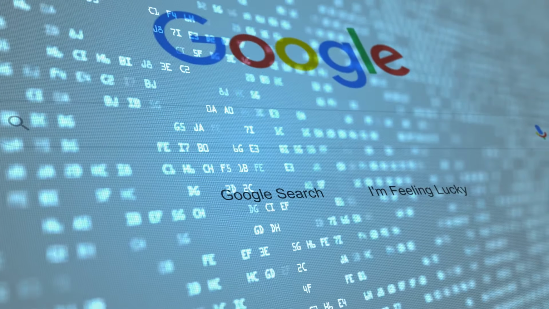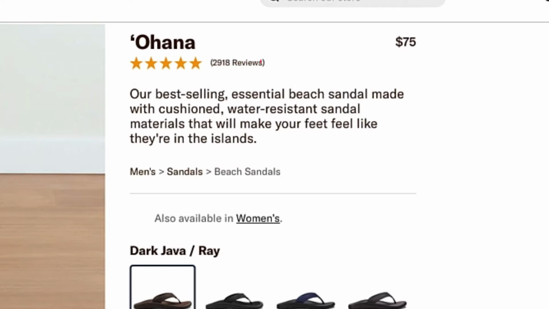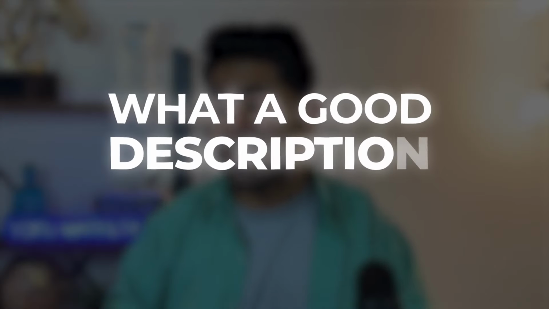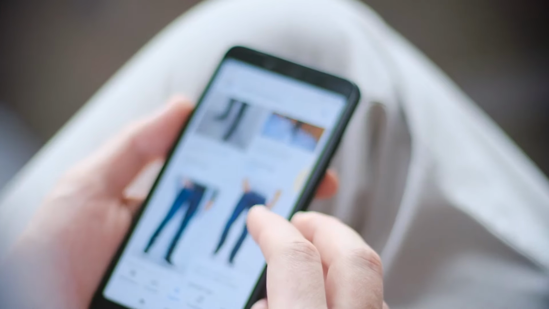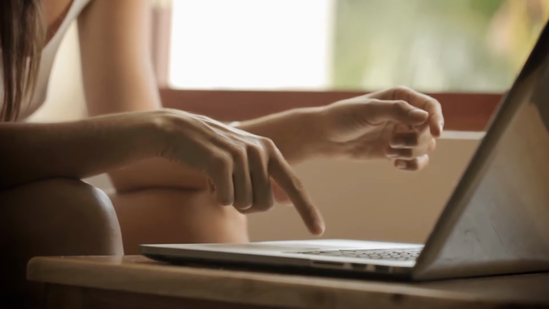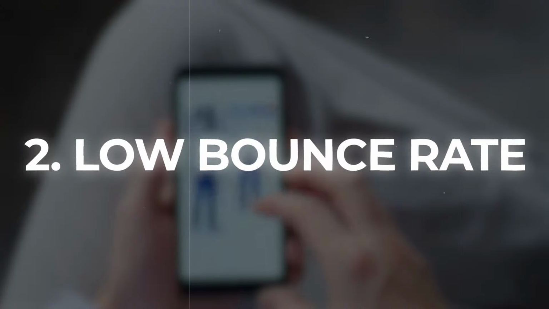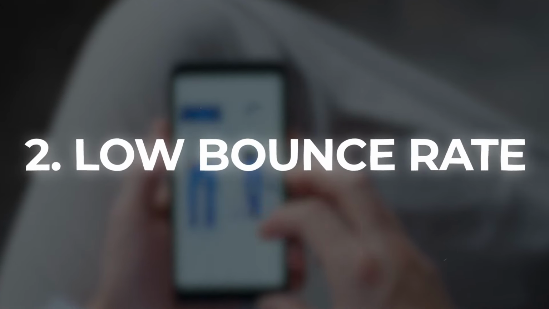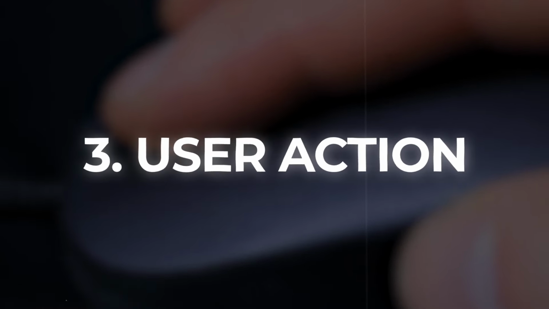Let's start off by understanding how the Google Ads algorithm actually determines whether your product description is ideal or not. And to do that, we need to understand first and foremost what a good description even means. The first point is that the description keeps Google's users as long as possible on the platform. Second one, the product description should lead to a low bounce rate for your website. And the third and most important point, it actually gets the users taking action.